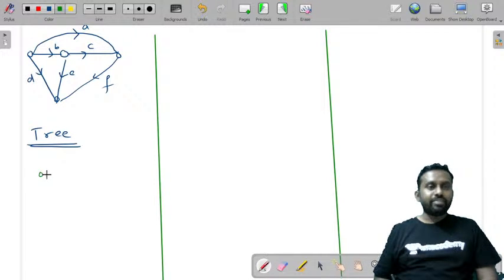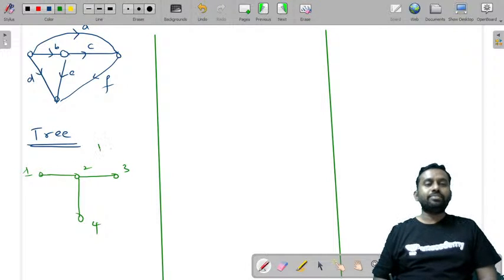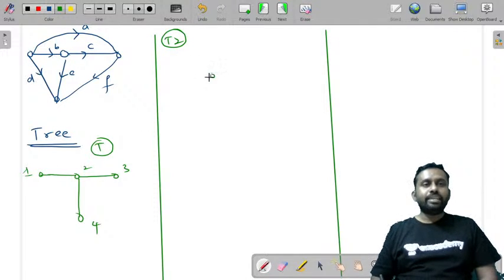Now one is that we have already drawn. A tree is an improper subgraph, that means it should contain all the nodes, that is 1, 2, 3, 4. This is one tree, tree 1. So let's take tree 2. Can I draw it something like this?